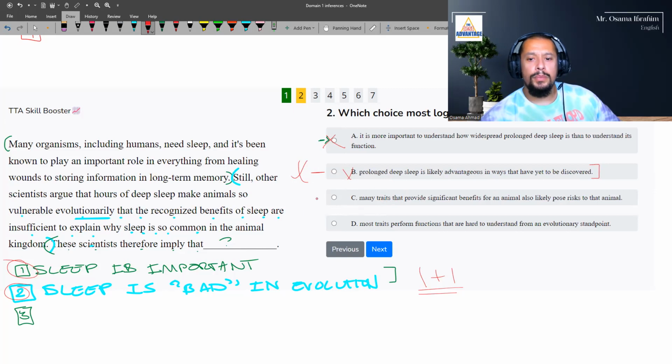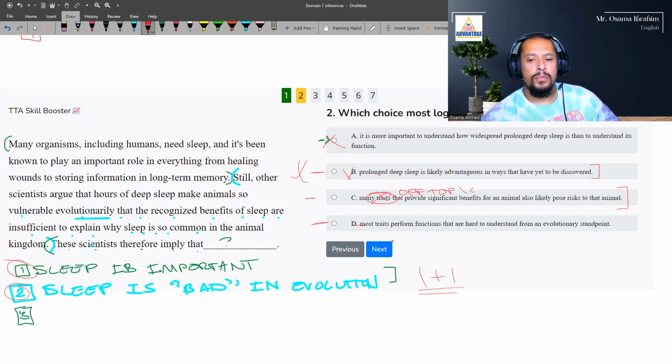Okay. Answer C: many traits that provide significant benefits for an animal also likely pose a risk to the animal. It's not related to the first one. It's not related to the discussion at all. It's off topic.